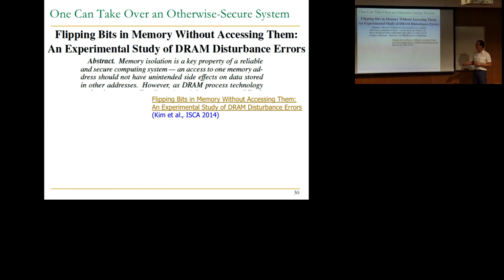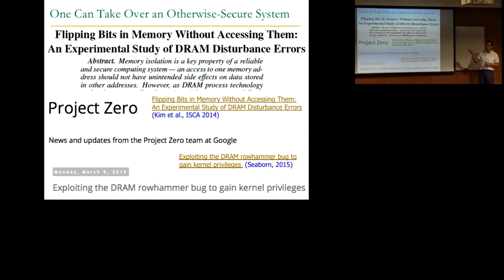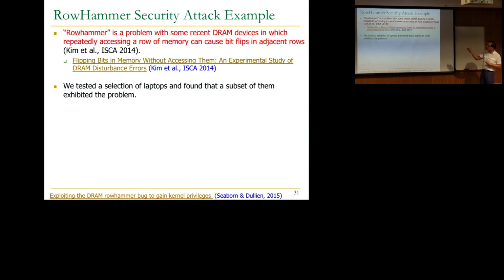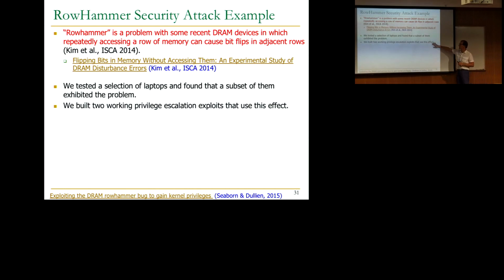While we were looking at it, these good folks from Google Project Zero published a blog post that essentially did that. They did beautiful security engineering, and they exploited what they called the RowHammer bug. I like calling it a failure mechanism, to gain kernel privileges with user-level processes. This is a copy-paste directly from Google's blog post. If you're interested in hardware security, I would definitely recommend it. This is beautiful hardware security engineering. They said they learned about the problem from our work. They tested a selection of laptops and found that a subset of them exhibited the problem. And they built two working privilege escalation exploits that use this effect.